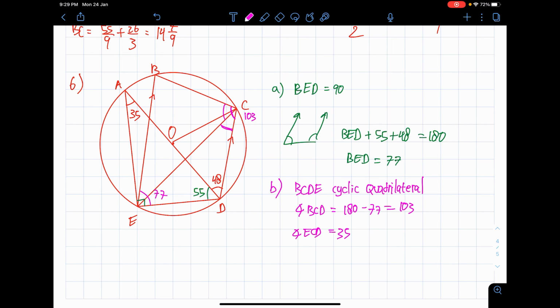The one that looks like a bow tie. Let me point it out for you. Alright, this one here, yeah, looks like a bow tie. We call it the angle in the same segment. So that's 35 degrees there. Hence, to find out the BCE, the angle is 103, the entire thing, minus 35. You'll get 68 degrees.